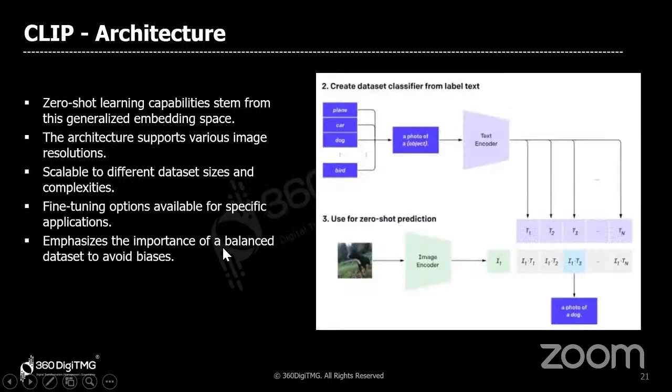Apart from that, it is scalable for different data set sizes and complexities. Fine-tuning options are available for specific applications. Like if you want to do it for some other specific purpose, we can fine-tune this model for those other purposes and it can be applicable. It emphasizes the importance of a balanced data set to avoid biases. Okay, so we should have a balanced data set before going forward.